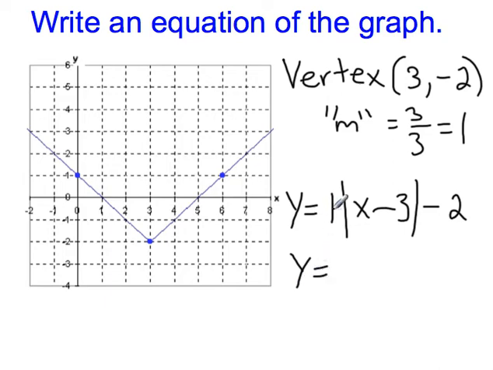And if you want to, you don't have to have the 1 here, so you could also write this as y equals the absolute value of x minus 3, minus 2. And that would be the equation of the graph they gave us.